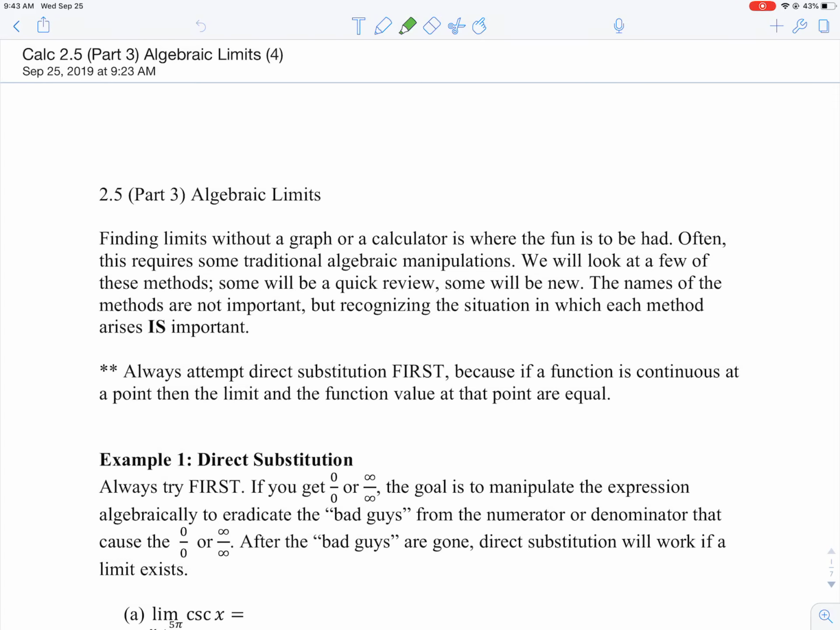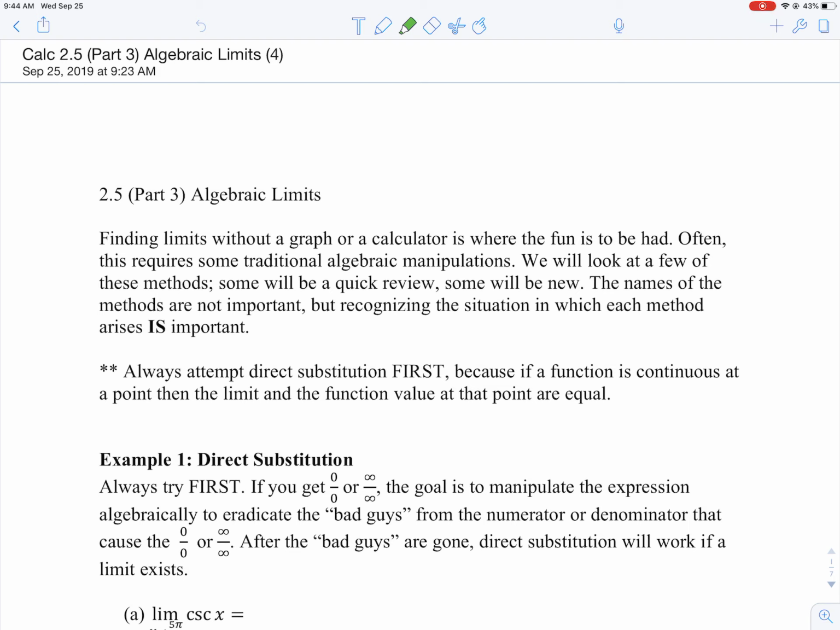All right, you guys, so this is section 2.5, part 3, algebraic limits. So we've talked about evaluating or estimating the value of a limit both numerically and graphically, and we started talking about some algebraic methods for evaluating limits, but now we're really going to get into evaluating limits algebraically.